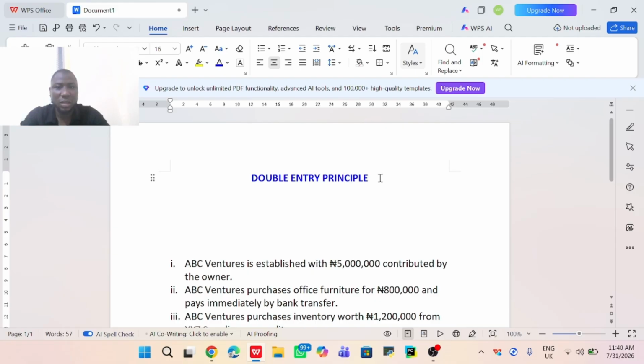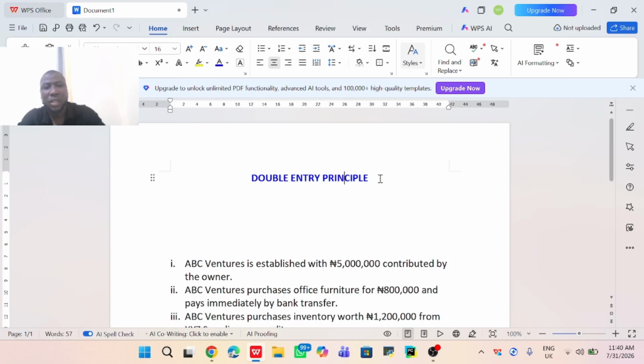Last class we discussed the accounting equation, where we said that for us to understand accounting deeply, we should start from the basic element of accounting, which is the accounting equation, and all other topics will come on from it. Now, today we want to discuss the double entry principle.